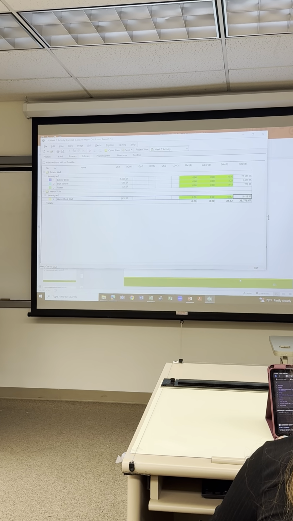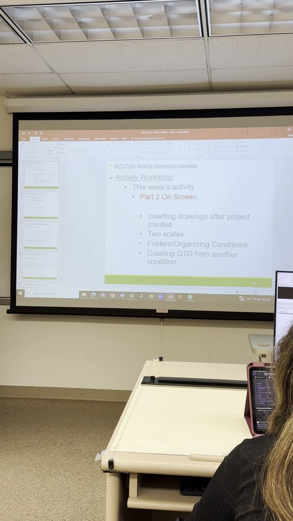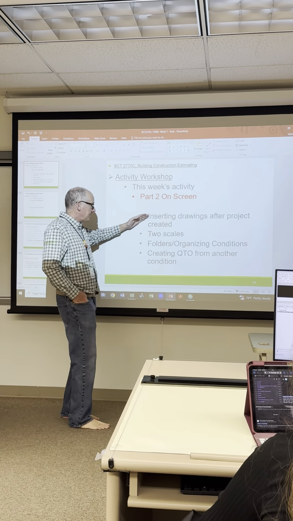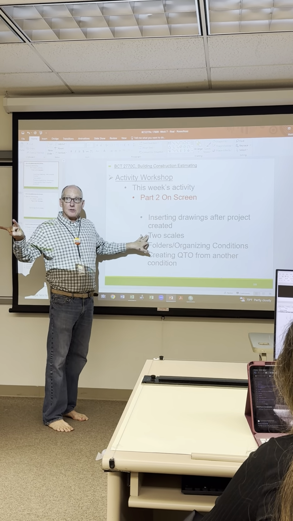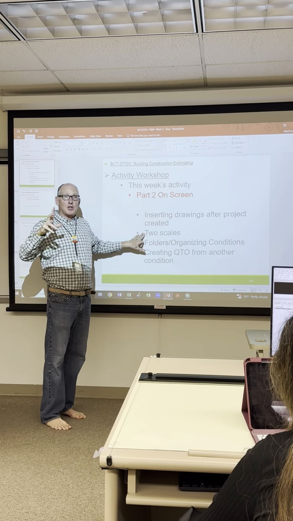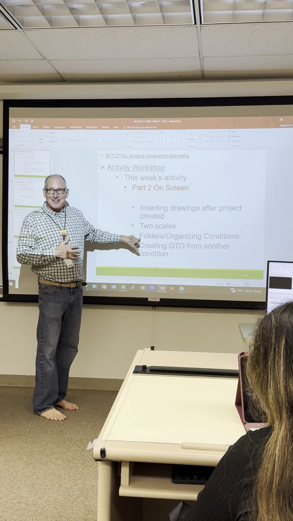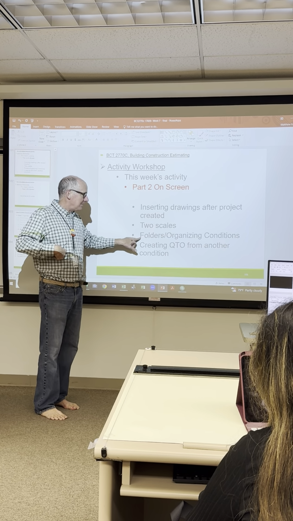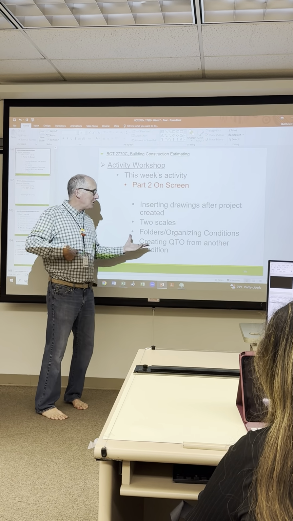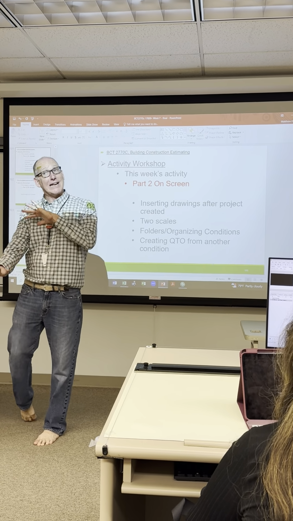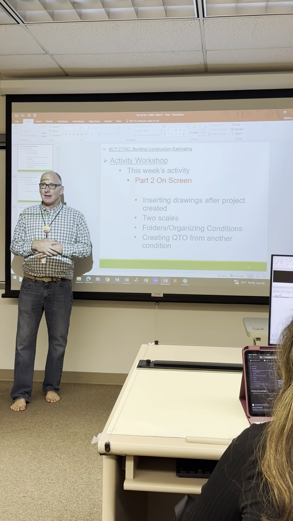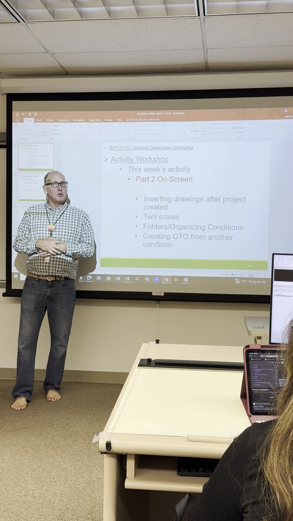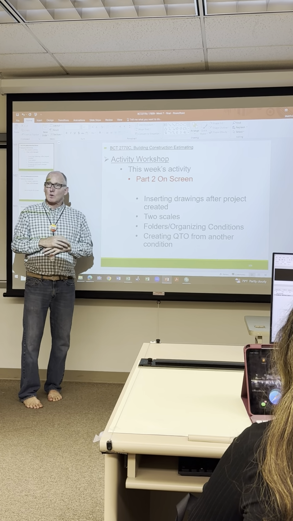Okay, so, let me go back to here. We inserted the drawings after the project. Any questions? We created 2 scales. Any questions? We saw how it changed. Check every drawing, every page, I verified the scale. We created folders. I still have some homework to get rid of that unassigned thing. And then now we're creating QTO from another condition. We have a plan. We want to get area. We got the height from another data input. We calculate the area from there. So it's pretty useful. It's got some useful elements in it. Questions?